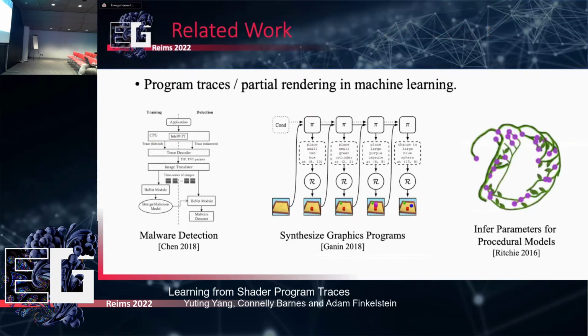Program traces have been used in machine learning applications such as malware detection or program synthesis. Similarly, partial rendering has also proven useful in inferring parameters for procedural models. Unlike application-specific designs, this paper focuses on a generic method that learns from shaded program traces, which enjoys certain unique properties such as an emphasis on pixel output and an enormous degree of parallelism.